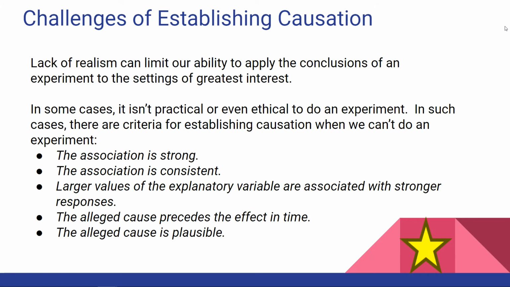So some challenges of establishing causation is lack of realism, which can limit our ability to apply the conclusions of an experiment to the settings of greatest interest. And in some cases, it isn't practical or even ethical to do an experiment. In such cases, there are criteria for establishing causation when we can't do an experiment. First of all, the association has to be strong. The association has to be consistent. Larger values of explanatory variables are associated with stronger responses. The alleged cause precedes the effect in time, and the alleged cause is plausible.